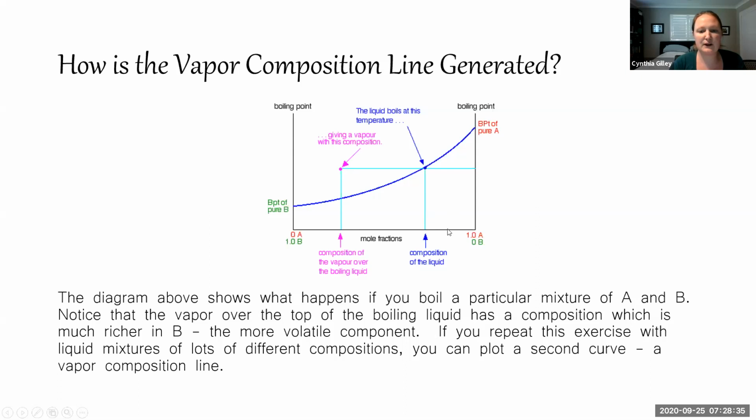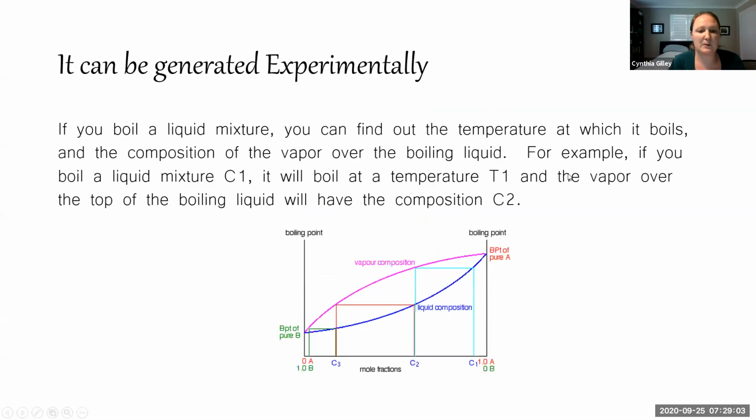So let's say we took a different composition of the liquid, heated it up to its boiling point, and measured the composition of the vapor above the liquid. We're going to see that it's not going to be the exact same as the liquid composition, but it will be more enriched in the more volatile component, B. And so at that temperature, we can make a dot at the composition of the vapor above the liquid. If we do that enough times, we eventually come up with a second curve, which is the pink curve that we can draw in.